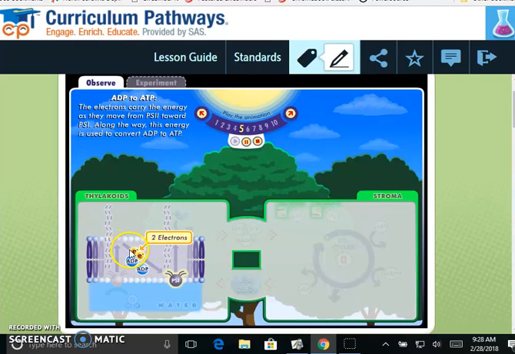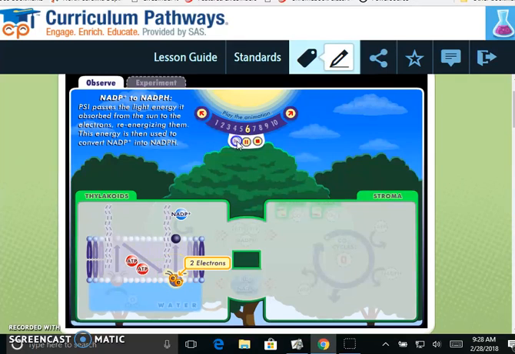Those 2 electrons are going to be used to convert ADP into ATP. Let's see that one more time. 2 electrons from water convert ADP into ATP, and then of course you're sent to photosystem 1. Let's look at the next phase.